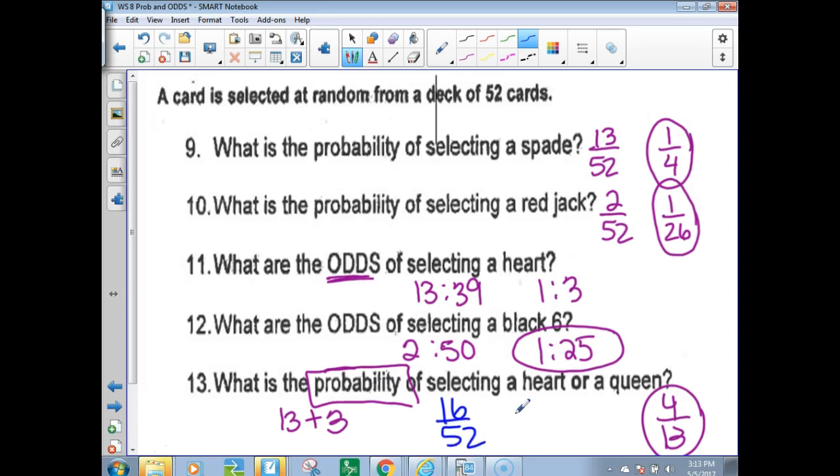Oh, yes, it matters big time. It's totally wrong backwards. Because you're saying that this many are the hearts, this many are not hearts. This is yes, this is no.